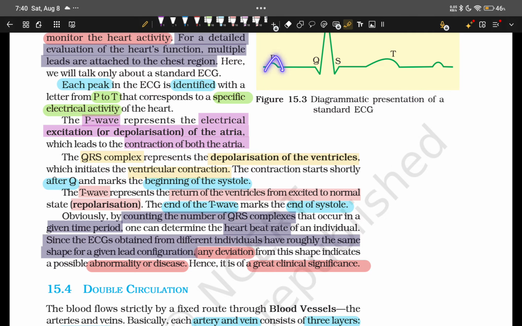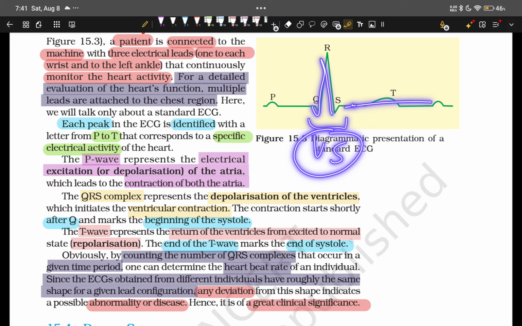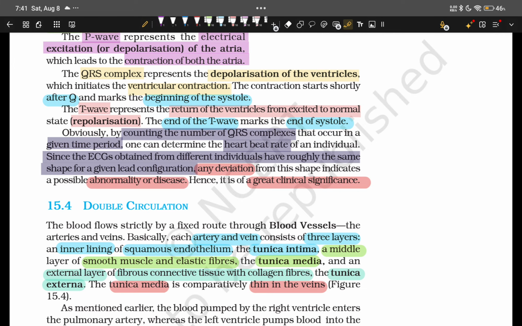This is where atrial systole takes place, this is where ventricular systole takes place, this is diastole of the ventricle, and this is the joint diastole. You have to understand that when the atria are systoling, that is the only time, otherwise it's diastoling all the time. Likewise, the ventricle systoles only here, and at all other times it will diastole. Alright, made sense, I think.